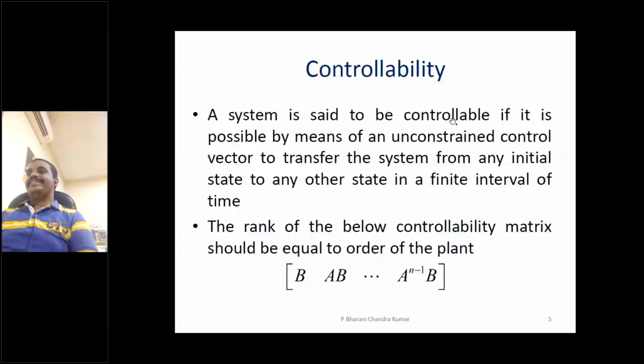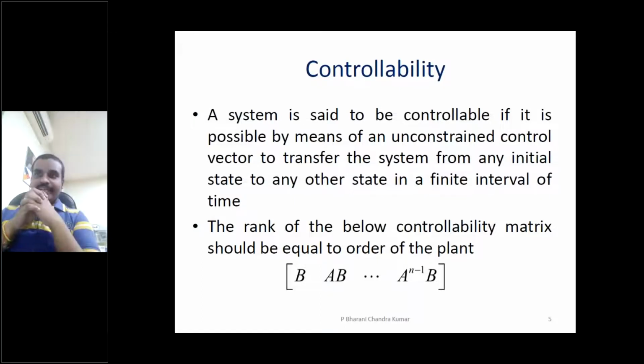So a system is said to be controllable if it is possible by means of an unconstrained control vector to transfer the system from any initial state to any other state in a finite interval of time. So it looks like a very big statement. Let me simplify it for you.